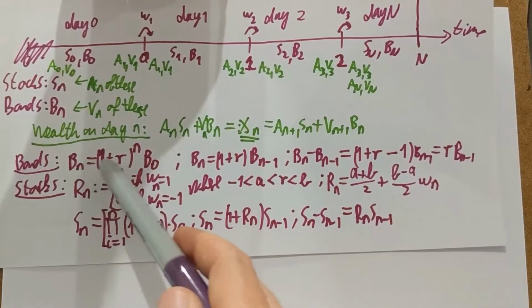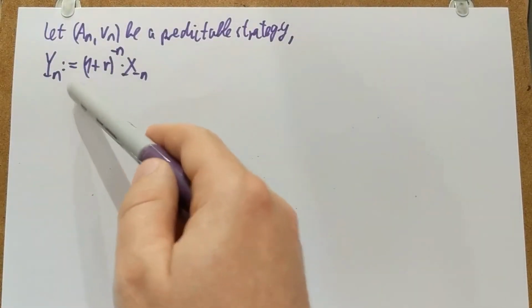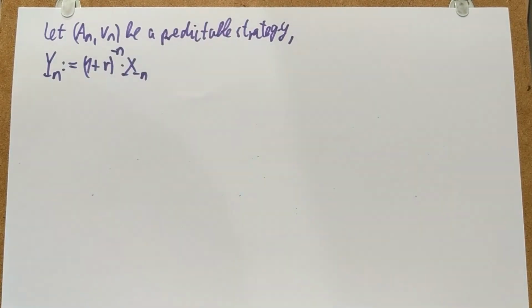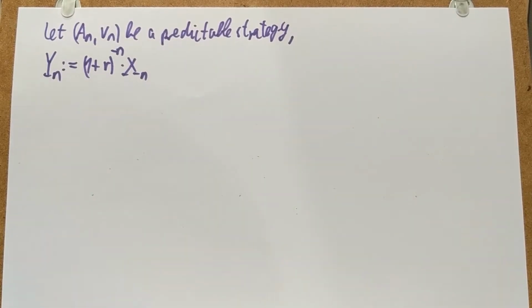The fixed interest rate for bonds is r, so bonds go up by a factor of 1 plus r every day. And if I discount back by (1 plus r) to the minus n, that's the present value on day 0 of the wealth on day n. Now what we're going to do first is define the probability in the appropriate way so that this quantity is made into a martingale under any predictable strategy. That's the first step to do. So how do we do that?